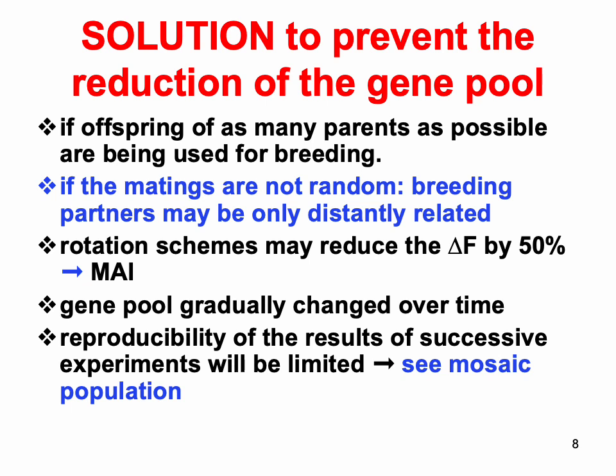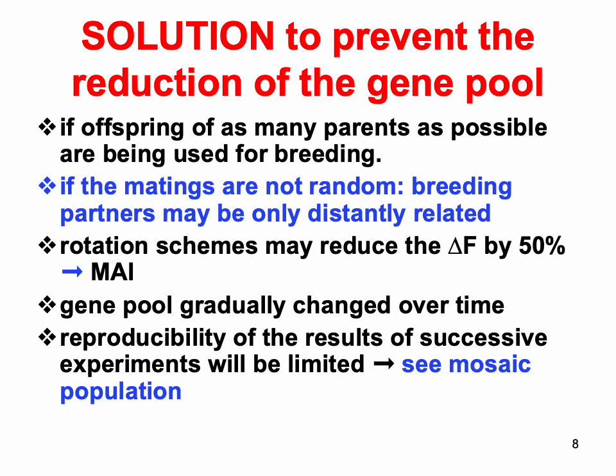The gene pool gradually changes over time, and the reproducibility of the results of successive experiments will be limited. These are the drawbacks of these stocks. So we will find a solution with the mosaic population, see later.